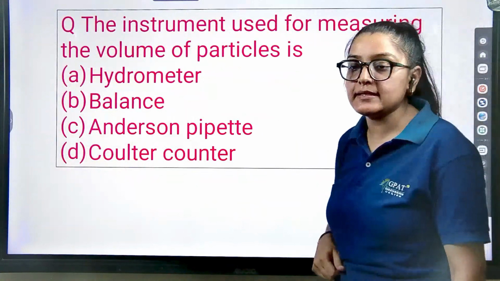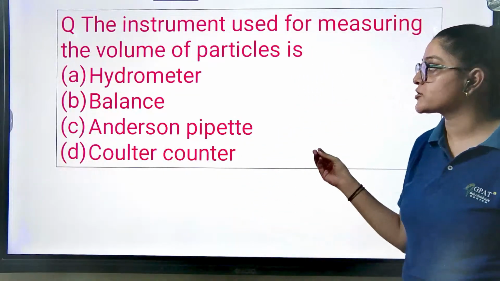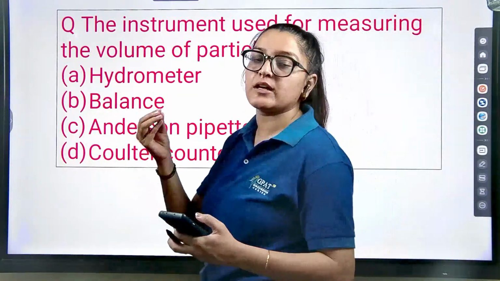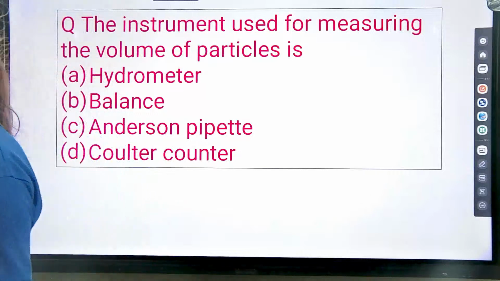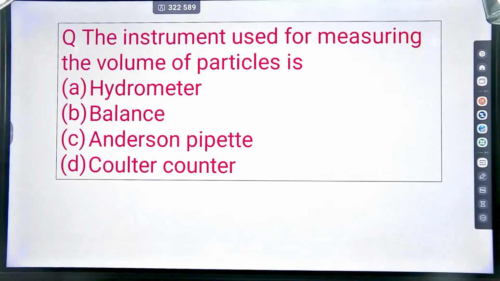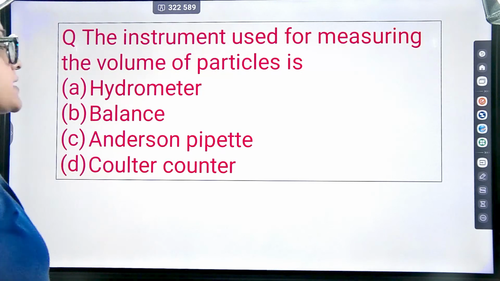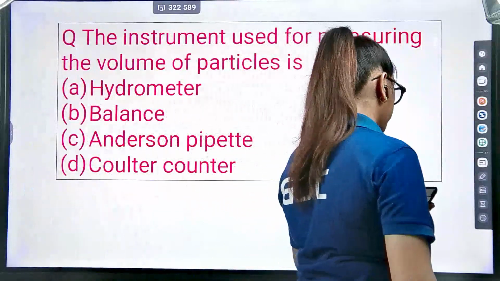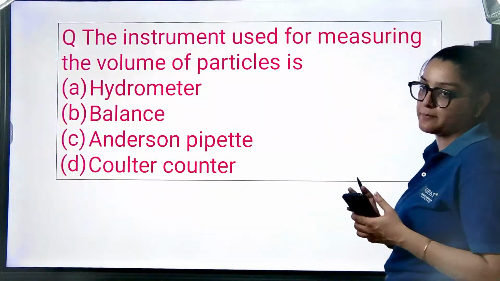Okay. Let's see how many of you can answer this question. Just to revise what we have covered, and then we are going to move ahead very quickly. Okay. So first question: the instrument used for measuring the volume of the particle, which we have covered today: hydrometer, balance, Anderson pipette or Coulter counter method. Let's see how many of you will answer this question. This is a very simple question.